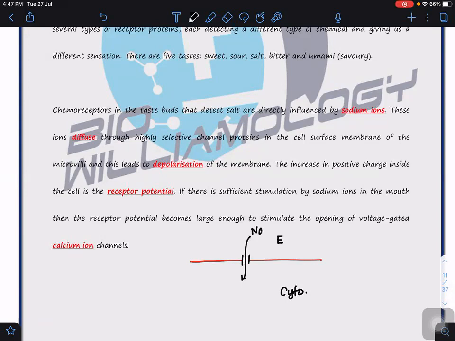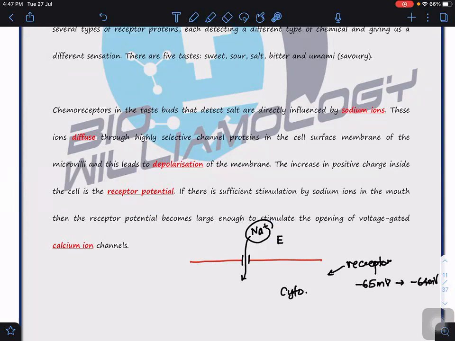Why do sodium ions diffuse in? Because your food contains the sodium ions, right? So try to imagine, guys, initially these receptor cells are at the resting potential, negative 65 millivolts. But now because the sodium ions enter, from negative 65 it becomes negative 64 millivolts and so on. The change in this case, we term it the receptor potential. The increase in the positive charge inside the cells due to the sodium ions is termed the receptor potential.